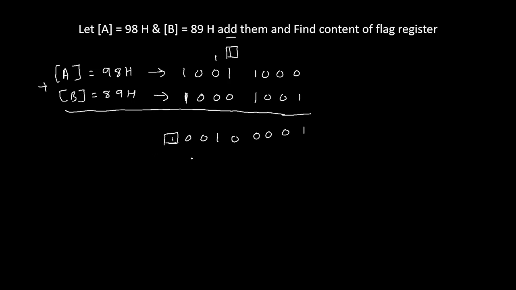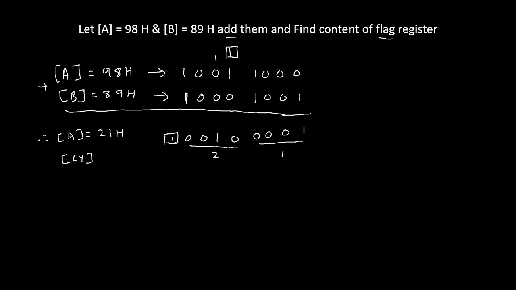Now this is our answer. This answer is 2 and this answer is 1. So we got our answer is equal to 21H. Therefore, after execution, our content of accumulator will become 21H. Now we want to find the content of flag register. Therefore, we will write various values of flag.